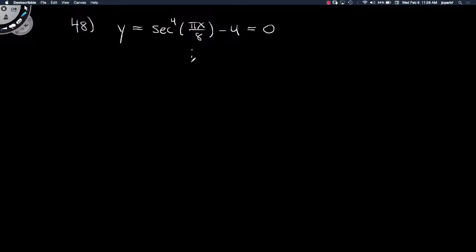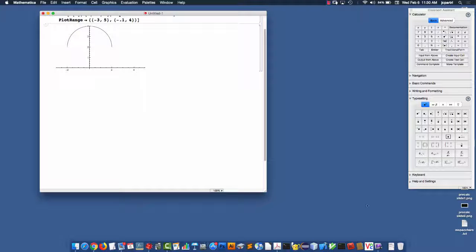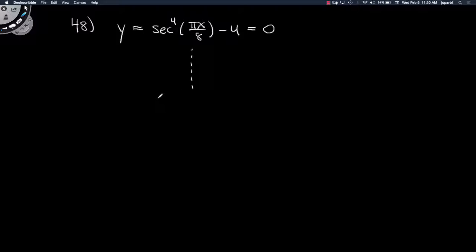Do you think some of you could take it from here for just a few steps? Try it. Set the whole thing equal to 0 and start solving for secant to the fourth. So you add 4 to the other side. And for laughs and giggles, I'm going to put theta in there, okay? Theta is pi x over 8.